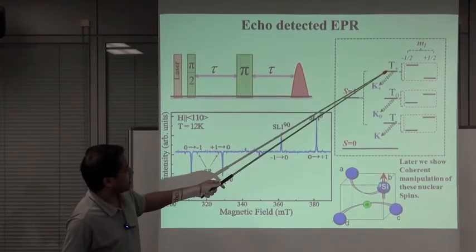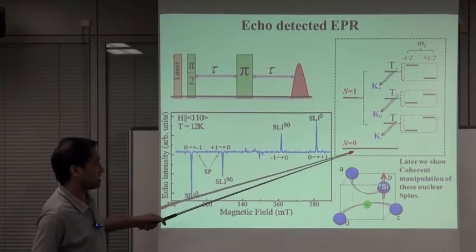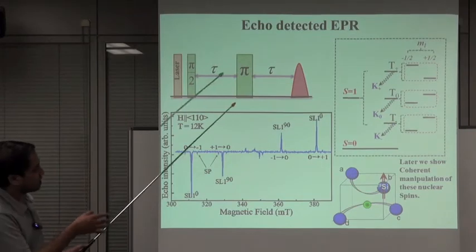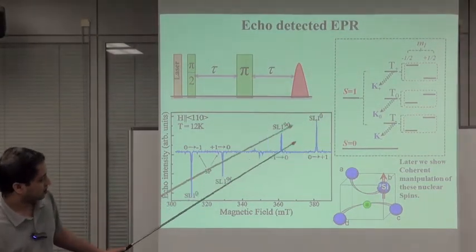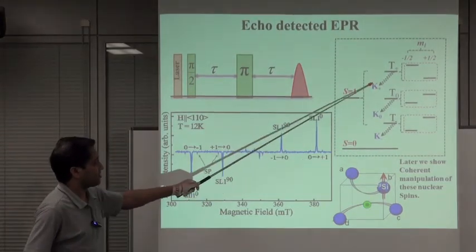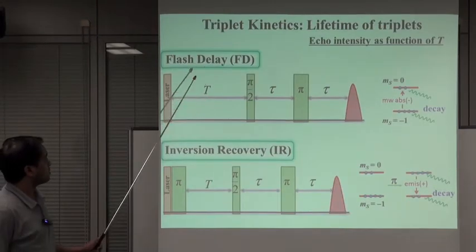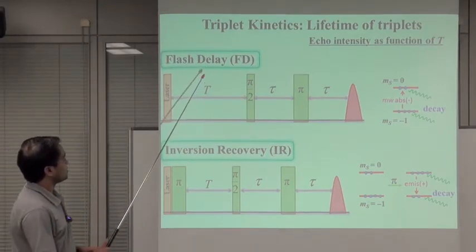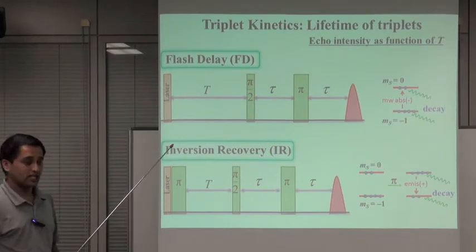And here I have shown the decay rates k plus, which go to the ground singlet states. So basically this is the whole energy level scheme which is relevant in this work. Now I will try to characterize these decay rates for different levels using two well documented pulse sequences, which are called flash delay and inversion recovery pulse sequences.